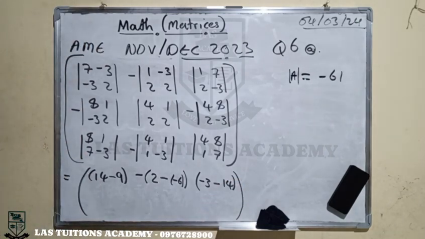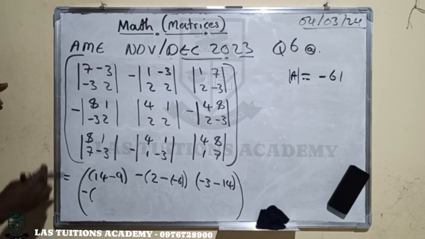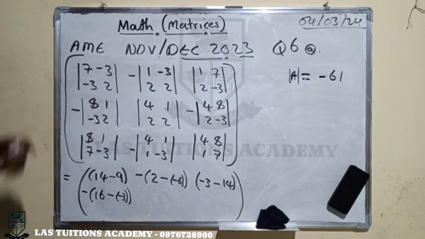Then we come to the middle row. So it will be negative here, this negative. Then we're going to say 8 times 2, that is 16, minus negative 3 times 1, we get negative 3. See how I'm putting brackets? You should always be cautious.